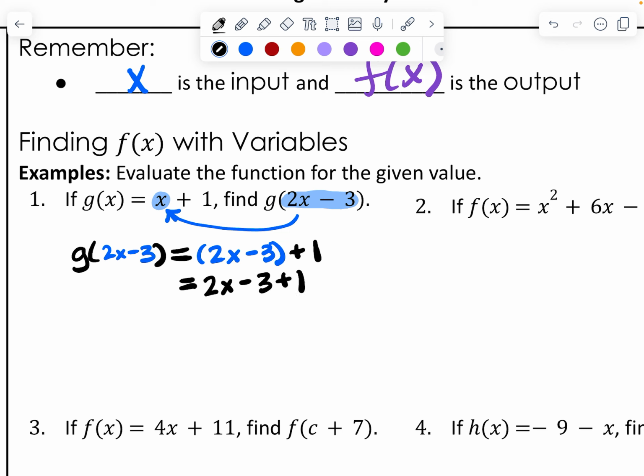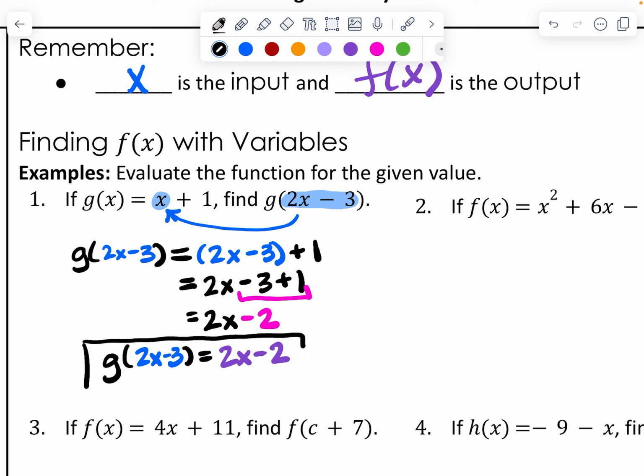Now, the only thing we can do is combine like terms to simplify this. So this becomes 2x, and negative 3 plus 1 is negative 2. To write this in function notation, we would say that g of 2x minus 3 equals 2x minus 2. So your answer is an expression.